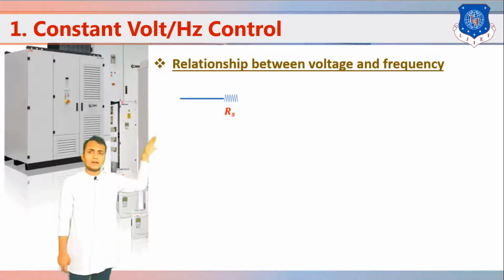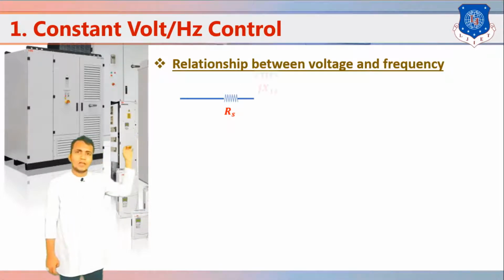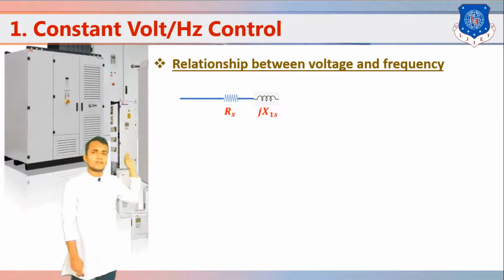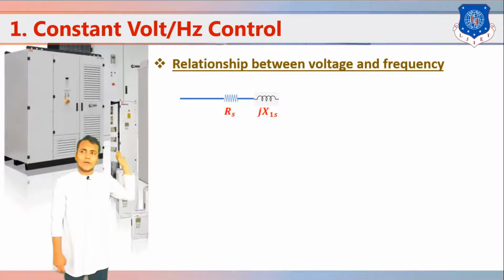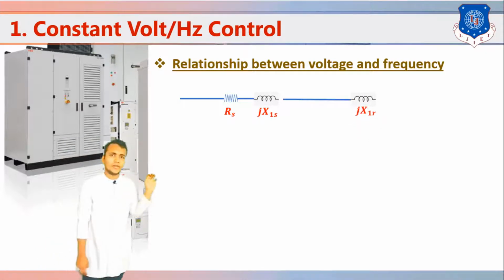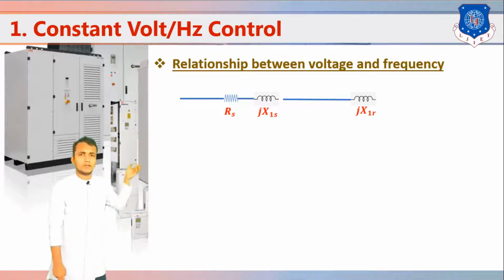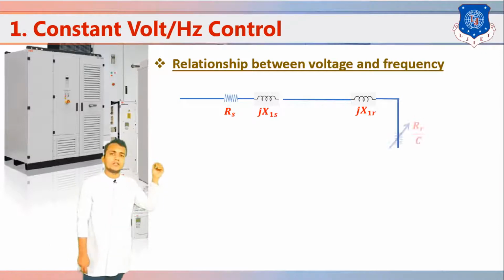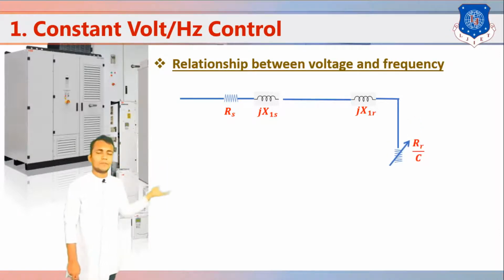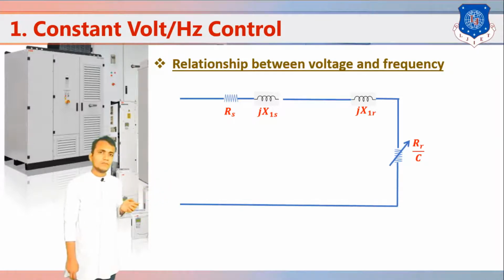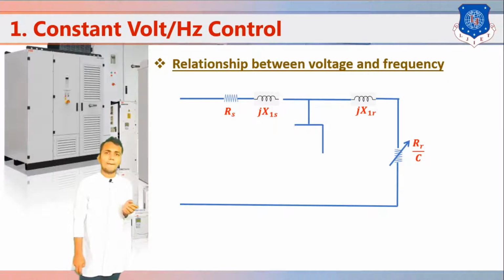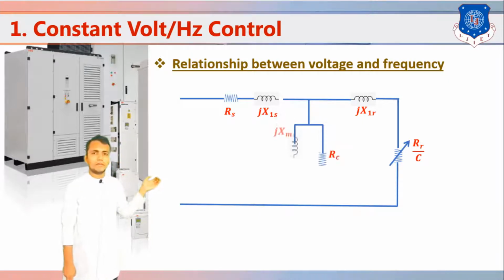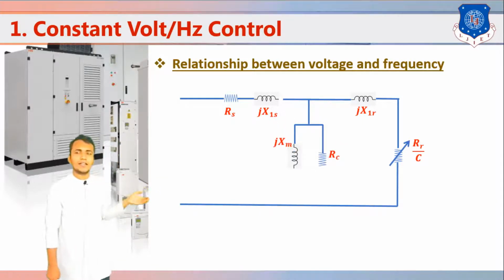Let us start to draw the figure. First, that is a resistance Rs. Then the inductance, that is jX1s. Then we can take another impedance, that is on the rotor side. And the variable resistance Rr divided by s. And on the center portion we have to connect what we can say is a no load circuit.